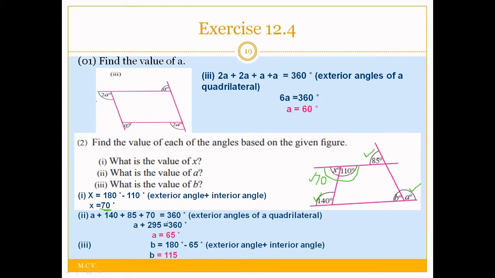So how to find A? Subtract 295 from both sides, then cancel this 295. 360 minus 295 is 65. So A is 65. Now you have to get B. Very easy. B interior plus exterior is 180. So 180 minus 65, that is 115 degrees. So the value of B is 115 degrees.